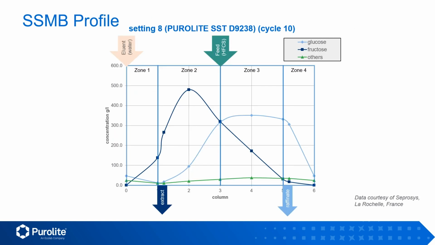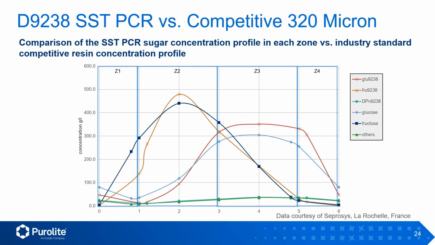This slide shows how one of the SST-PCR separation profiles is spread across the 4 zones of the SSMB. One of the SST-PCR separation profiles is shown in red and orange against the competitive separation resin shown in black and blue. The green and light green curves represent the higher saccharides.